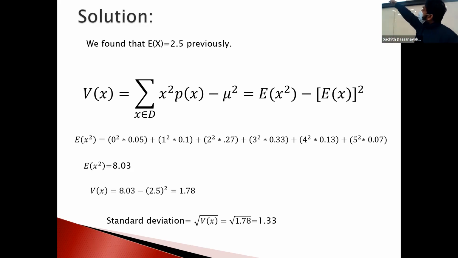So you can calculate the expected value of X, just the expected value of X, like 0 times 0.5 plus 1 times 0.15 plus up to 5 times 0.07. Add them together. Then take the square. That's how it works. Clear?